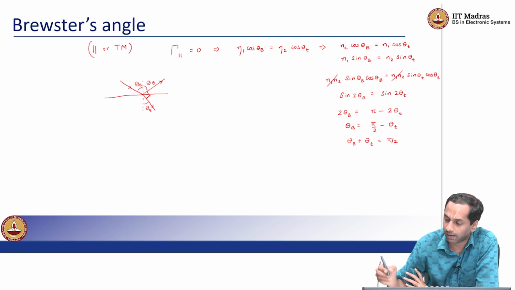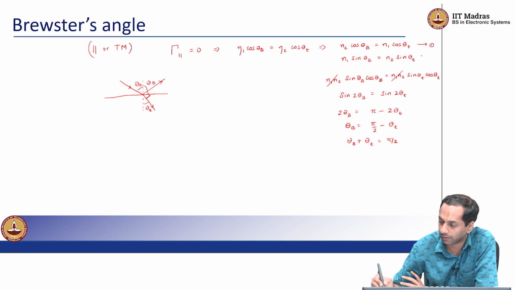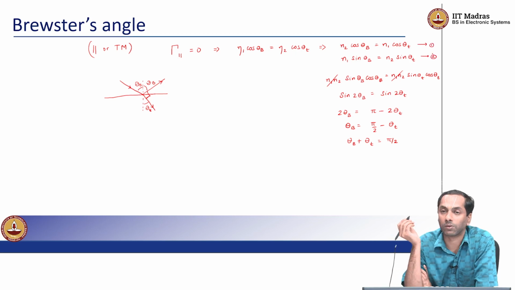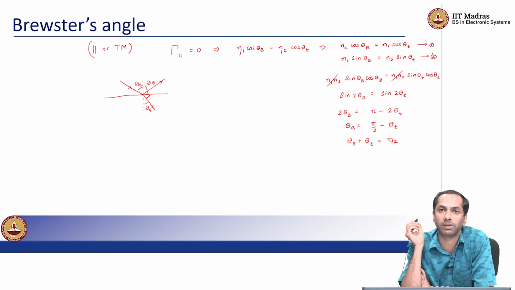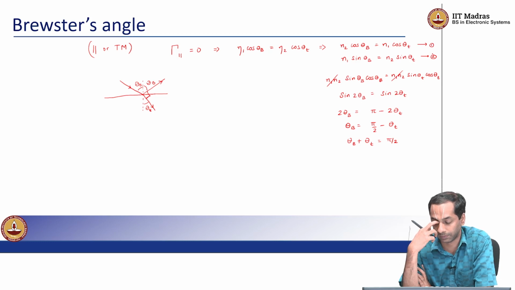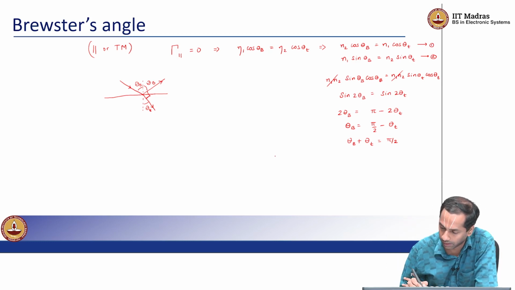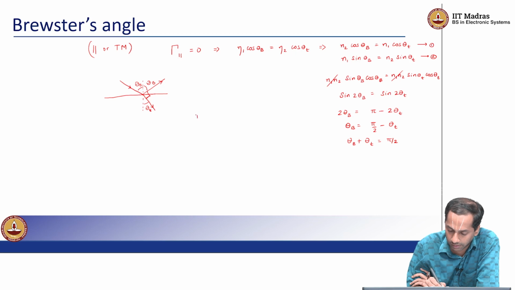Let us take these two equations again. This has only got us the relation between theta b and theta t. It's not really telling us what theta b is. We need theta b in terms of known parameters, so only depending on n1 and n2, or eta 1 and eta 2, if you will. So let's divide 2 by 1.